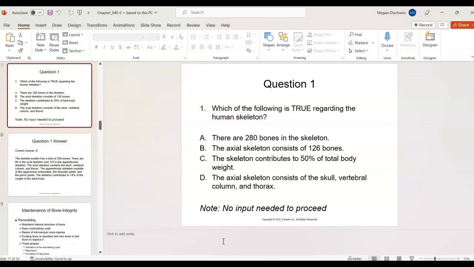But more importantly, I'll be honest with you, I was uncertain about all those numbers. I'm not good with numbers. I knew A was false. I know there's not 260 bones. Numbers just don't stick in my head. Axial skeleton, I figured 126 was wrong. That's just too many for the axial skeleton. And I also figured the skeleton doesn't contribute to 50% of the body weight, but I wasn't totally sure about those numbers.